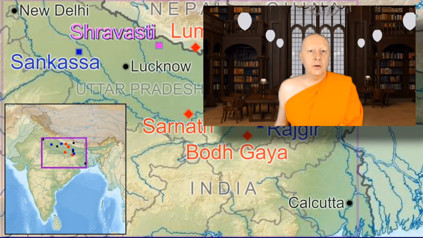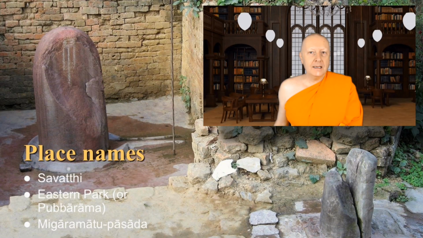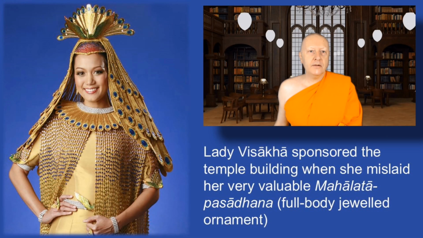So it was a building sponsored in that temple by Lady Visakha when she mislaid her very valuable Mahaladapasatana, or full-body jeweled ornament, in that temple, and instead of accepting it back when it was found, bought it back with 9 crores of her own money, and this money was used to build the palace that was thereafter known as Mighara-matu-pasatha.